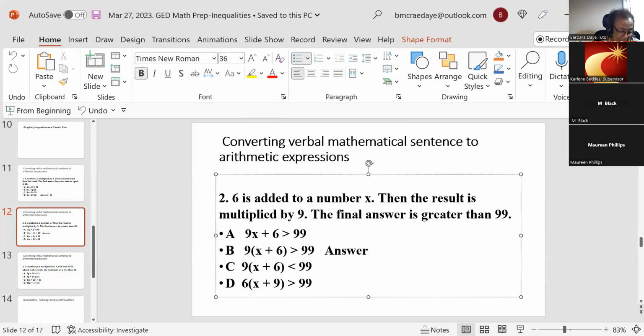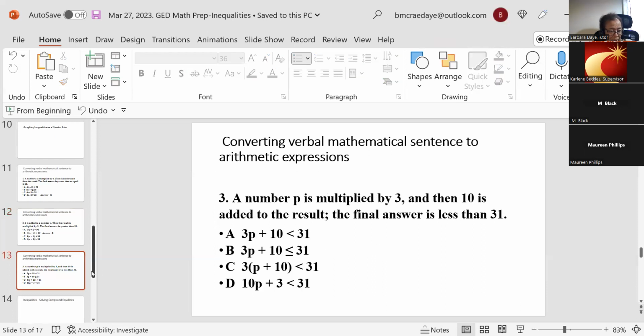I didn't look carefully when I was putting the 6 outside. But you did the first one: 6 added to a number X is not true of A, and that's not true of D. So you can eliminate A and D. Got it? Yes, miss. Okay. Thank you.